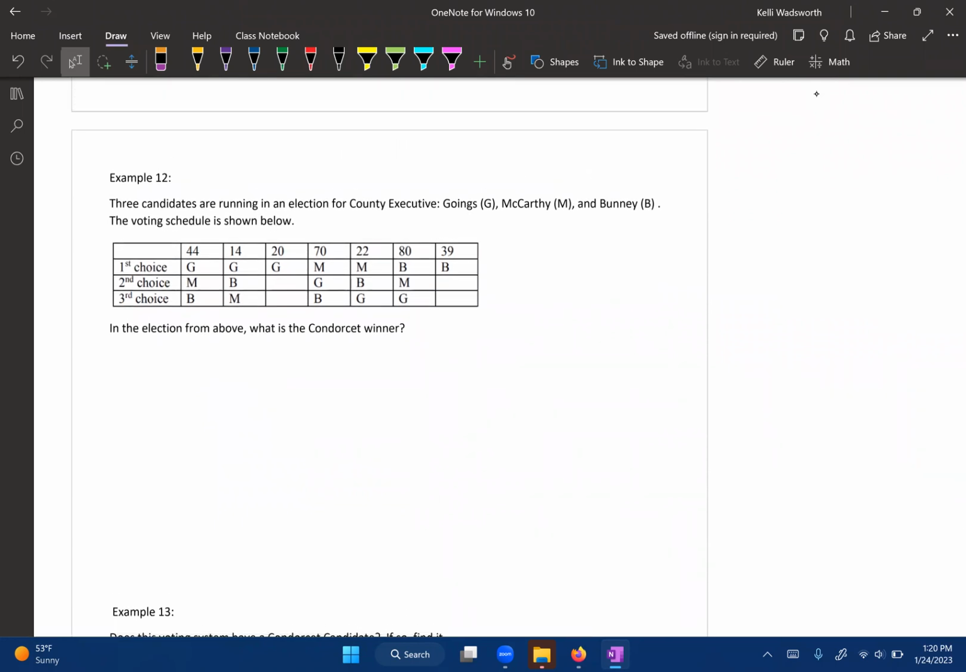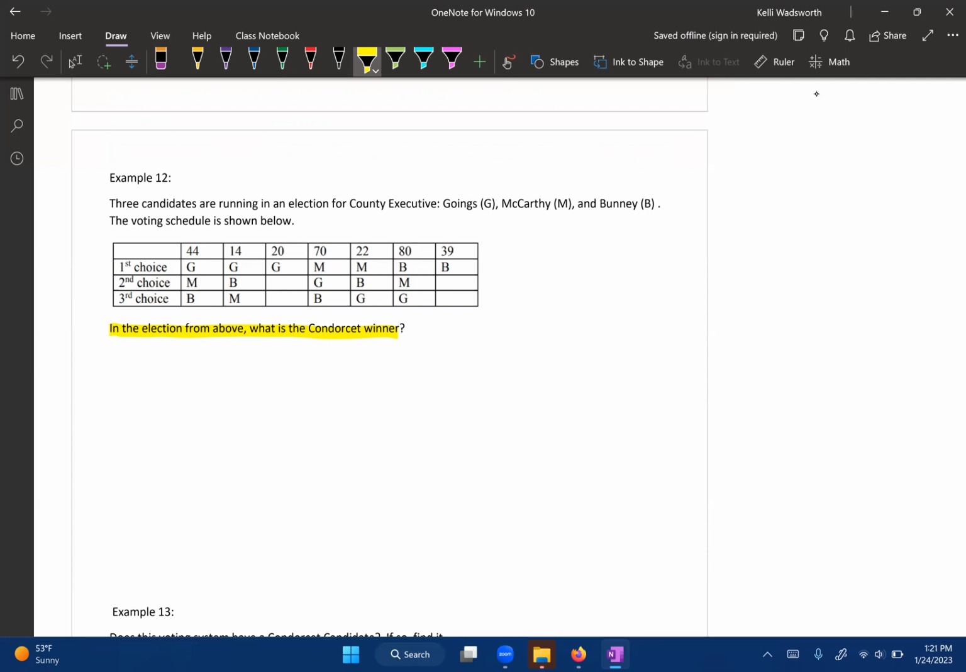These are the same example we've been doing. We've got the county executive with Goings, McCarthy, and Bunny. We've got the same voting preference schedule. Now they want to see, in the election above, what is the Condorcet winner? So remember, the Condorcet winner would be someone who wins every head-to-head comparison, or every pairwise comparison.